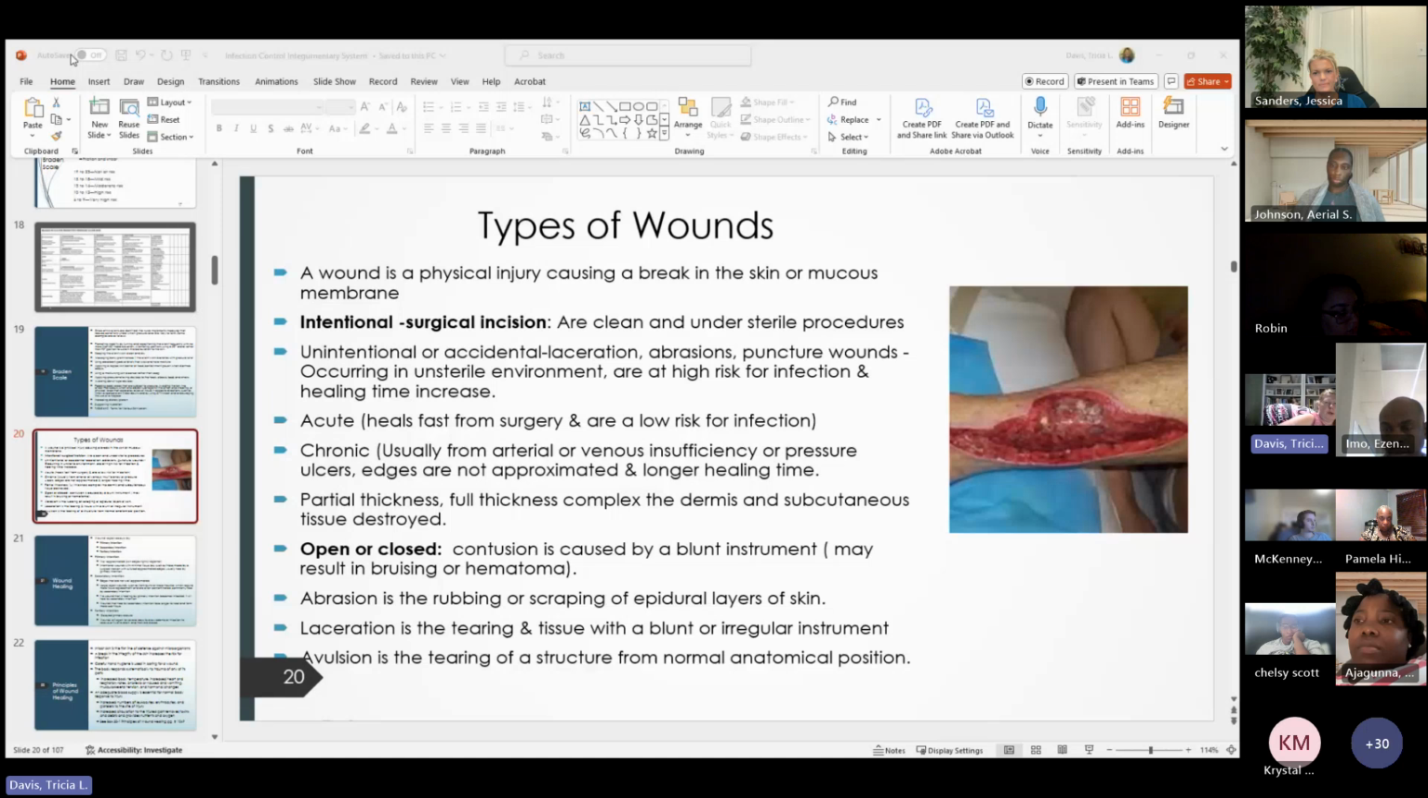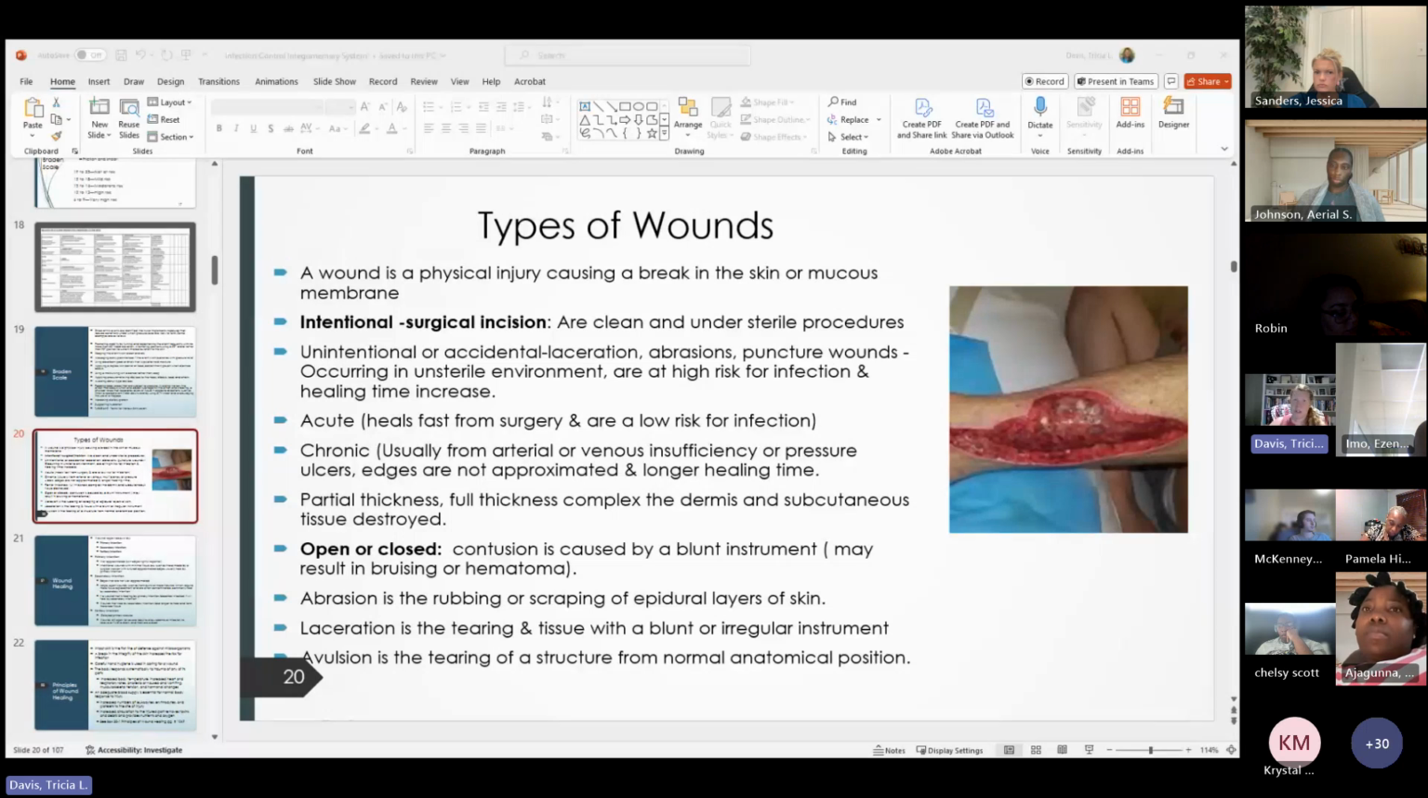So the types of wounds that we have. This is important. You definitely are going to need to know all about these wounds for your exam. So we know a wound by definition is any type of physical injury that causes any kind of skin breakdown to our skin or our mucous membrane.